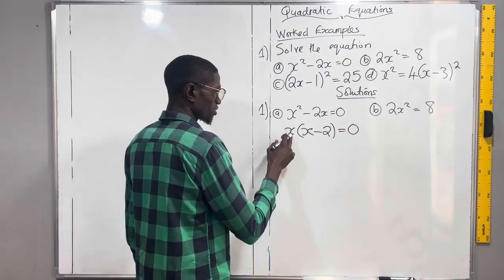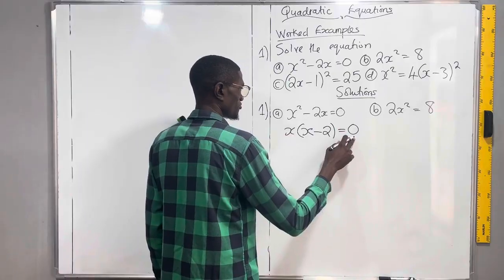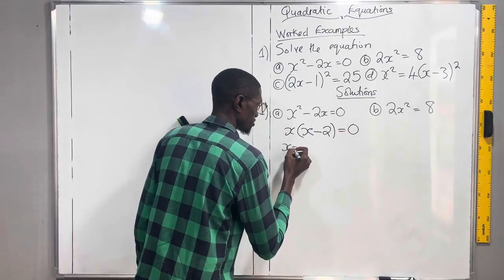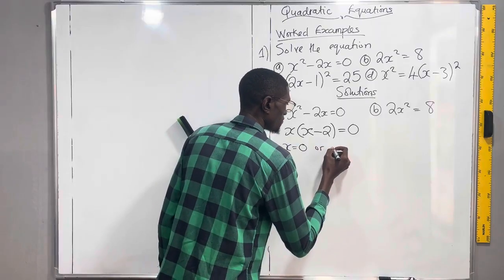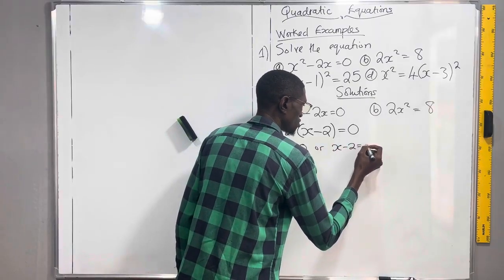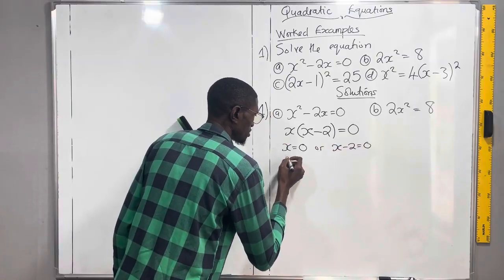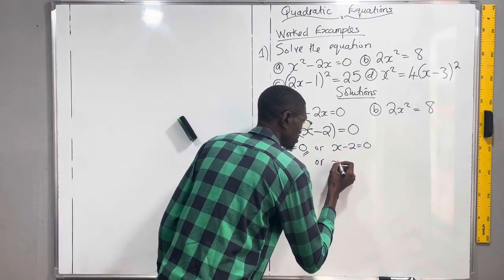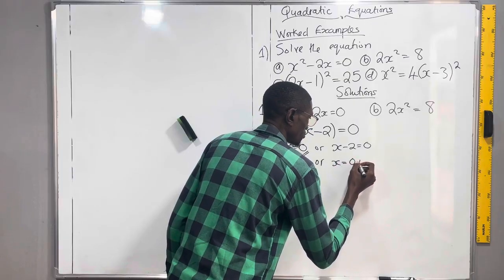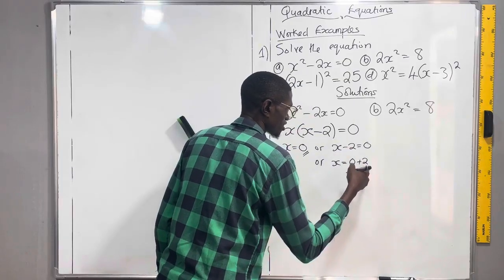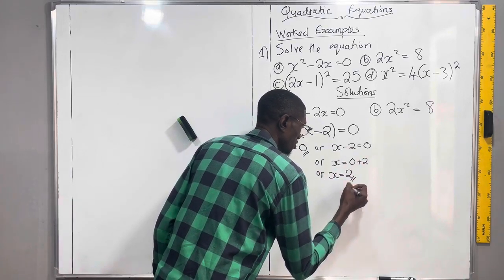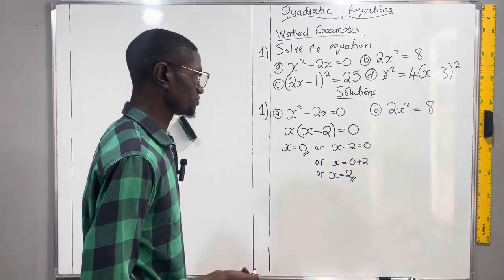At this point, you equate the value outside there to 0, and the bracket to 0. So meaning it's going to be x is equal to 0, or x minus 2 is equal to 0, and then you solve for x. So here we're done. You can proceed this side by saying x is equal to 0 plus 2. When this negative crosses, it becomes positive, or x is equal to positive 2, and you are done.